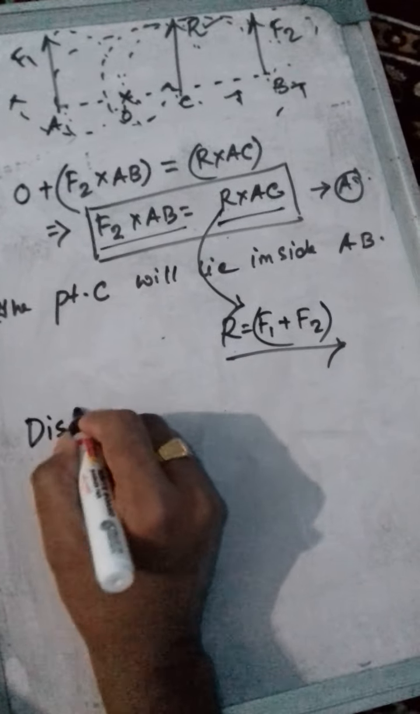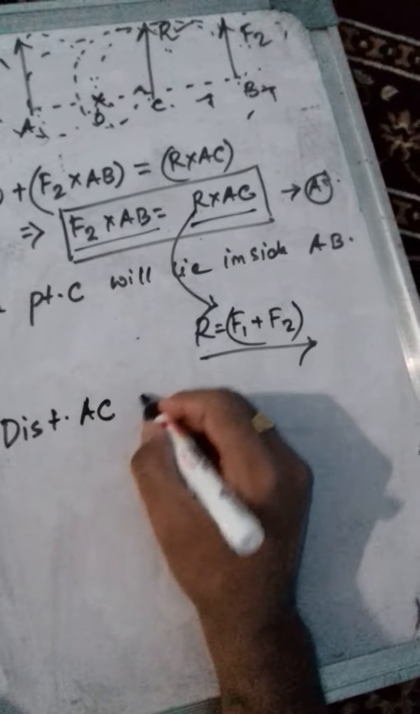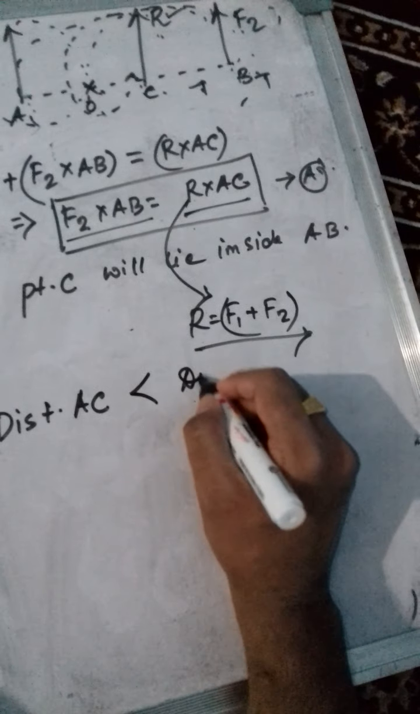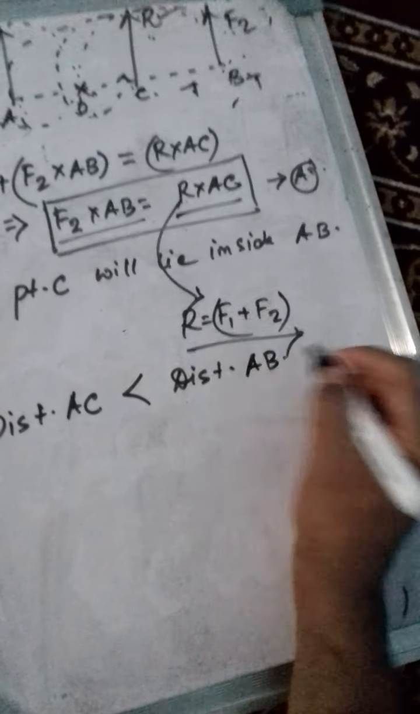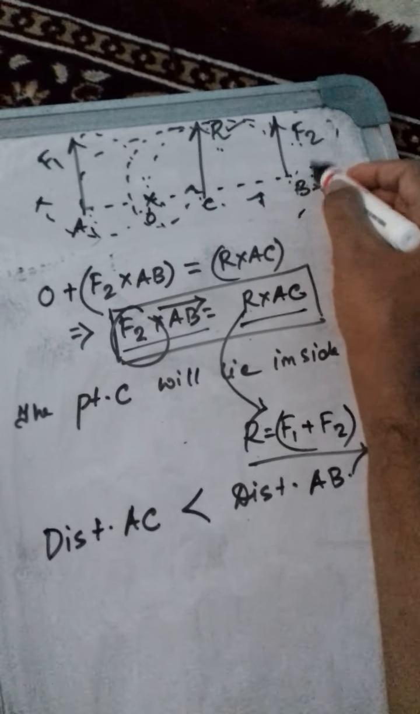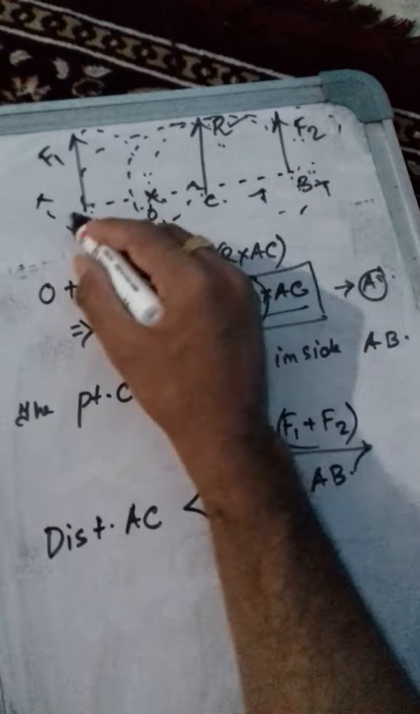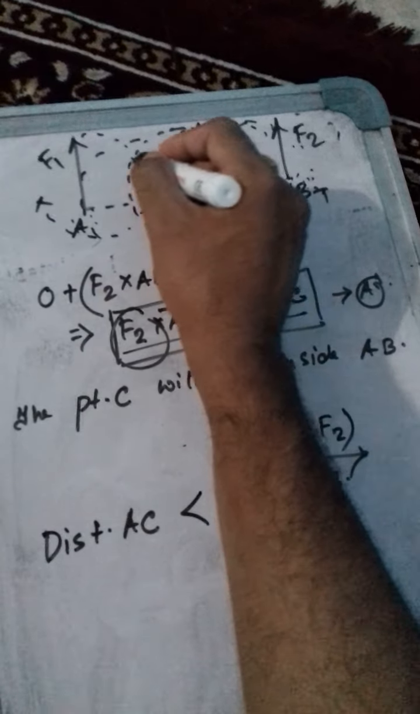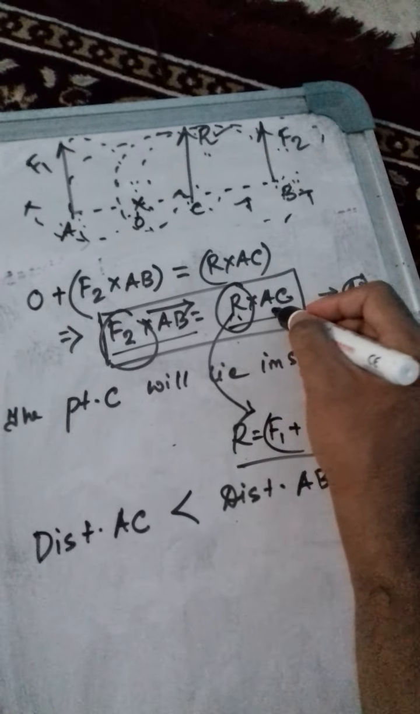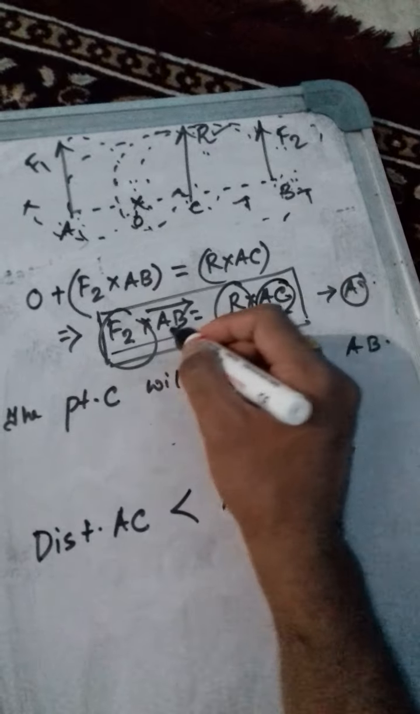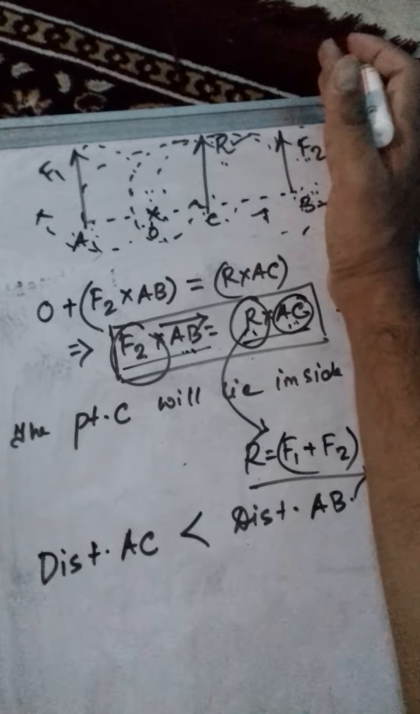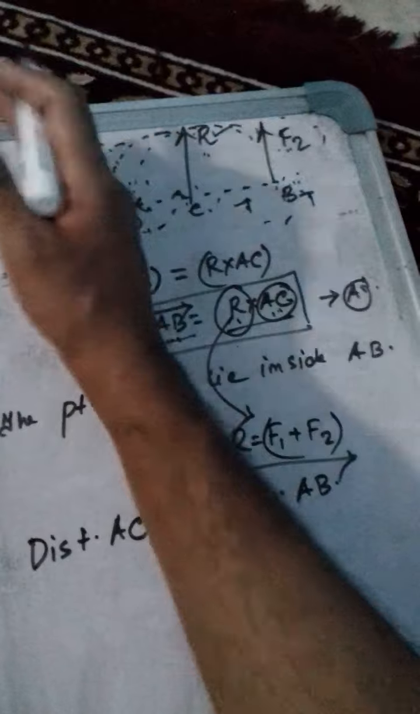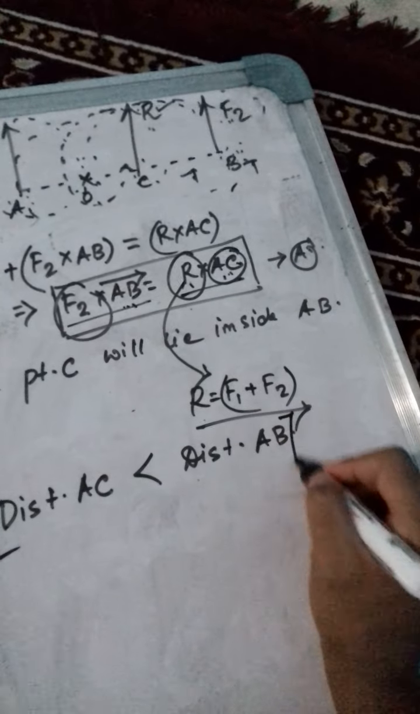So final one line you write down. Distance AC should be less than distance AB. Why? Because see, F2 into AB, F2 is acting at one corner, right? And we know that this R will lie somewhere between F1 and F2. So R may be here, R may be here, R may be here. So it is R into AC. So AC must be less than AB, because F2 is acting at one corner and R is somewhere between F1 and F2. Okay, I hope it is clear.